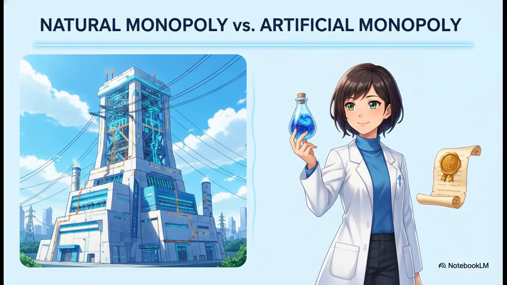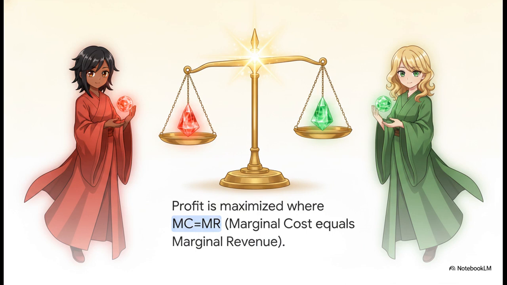Now, examiners love to test if you know the difference between the two types of monopolies. On one side, you have the natural monopoly. Think of South Africa's Eskom. The sheer amount of starting capital required to build massive power stations and string up national grid lines is so unbelievably high that it really only makes economic sense for one giant entity to do it. But on the other side, we have artificial monopolies. These don't happen naturally, they're created by laws. Think of a pharmaceutical company that invents a new medicine and gets an exclusive legal patent to be the only seller for 20 years.